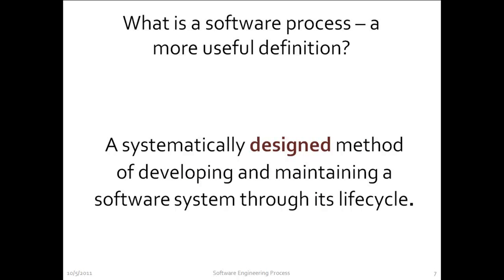Here is a more useful definition. A software engineering process is a systematically designed method of developing and maintaining a software system through its life cycle. Note the emphasis on designed. Rarely are the processes the same across companies or even projects. Software engineering processes must be customized to the situation in order to be effective.